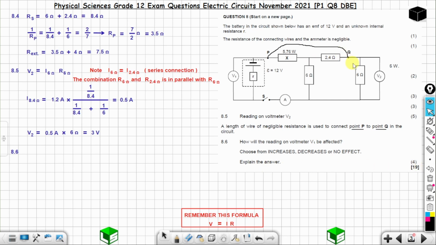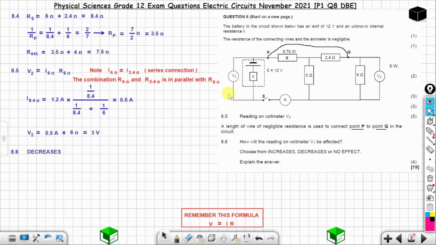Can you see? You are creating another path. This is the same as creating another branch. So you are decreasing the resistance. Remember, in parallel, you are decreasing the resistance. You are creating another branch. This is creating a parallel connection. You have this branch and another branch. You are going to decrease the resistance. The resistance is decreasing. So V1 will decrease.